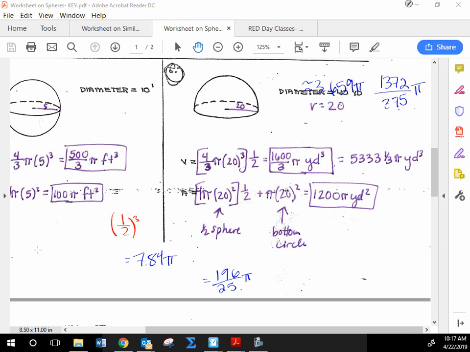Something looks fishy with my volume there. Did you divide it by 2? 1600 over 3 is not 5,333. 1600 is not bigger when you divide by 3. Is that supposed to be 16,000? I lost a 0 here. There should be 3 zeros because it's cubed. Something divided by something should not get bigger. Okay, do we have questions for number 6?